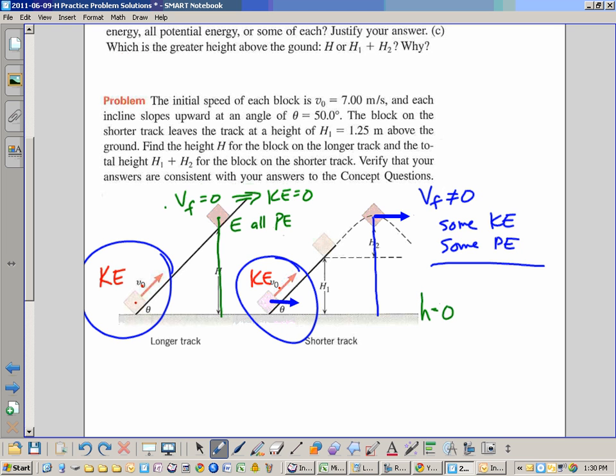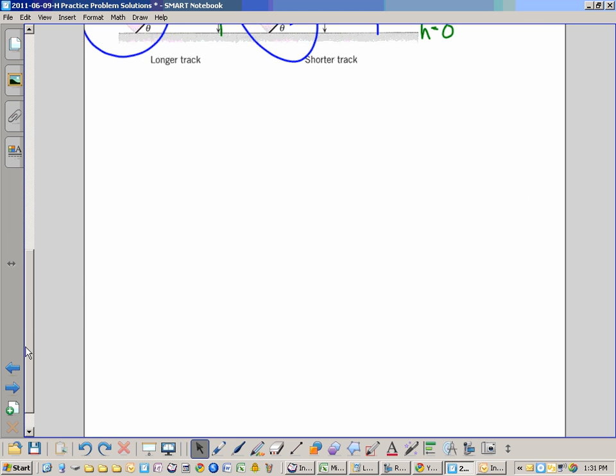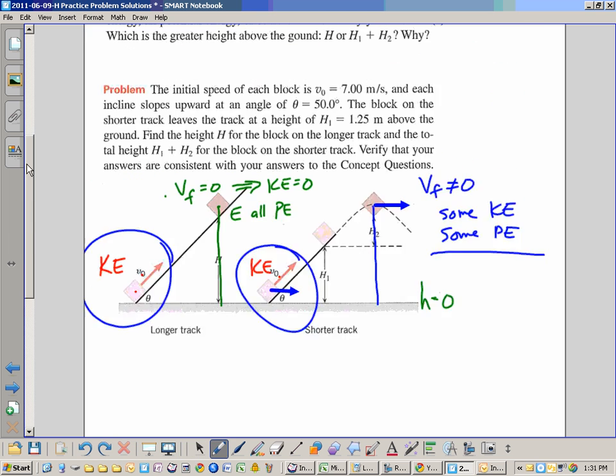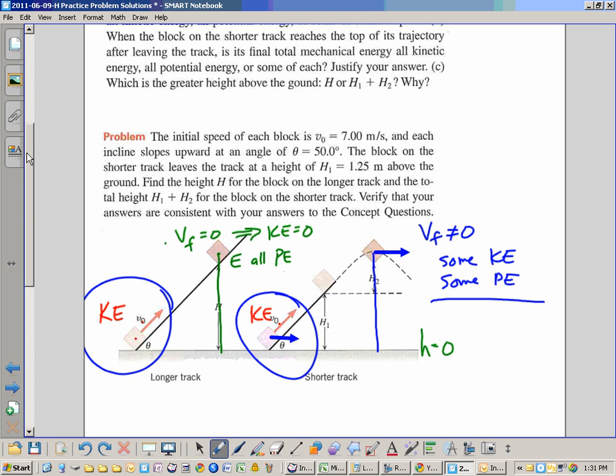All right, cool. Now, if we give an initial speed of each block of 7 meters per second and theta equal to 50, the block on the shorter track leaves the track at a height of 1.25 meters above the ground. Find the height h for the block on the longer track and the total height for the shorter track. So the first one we're asked to do is the one for the longer track.